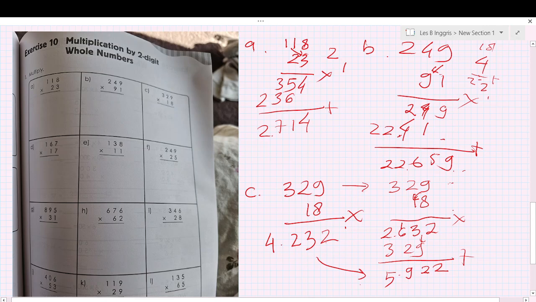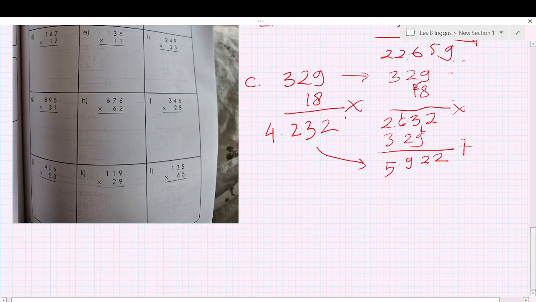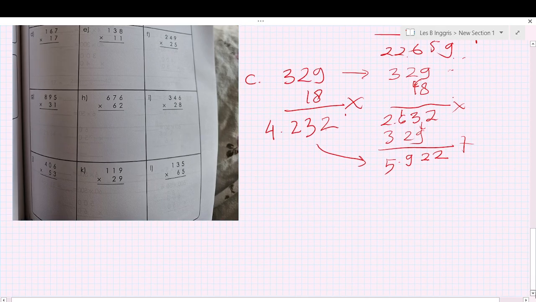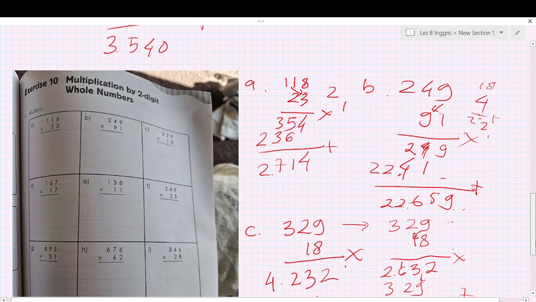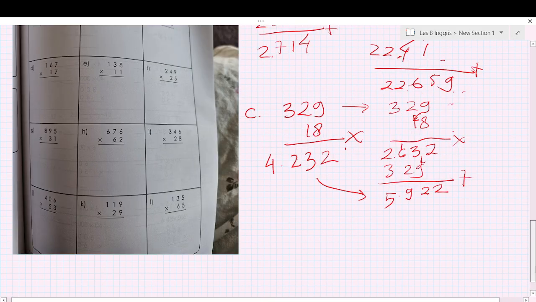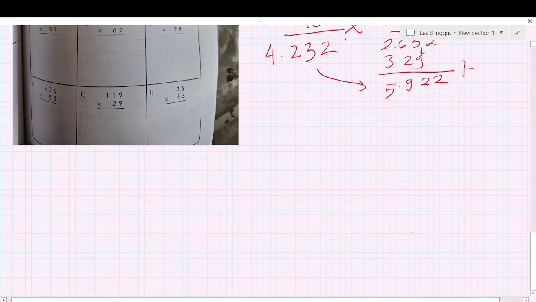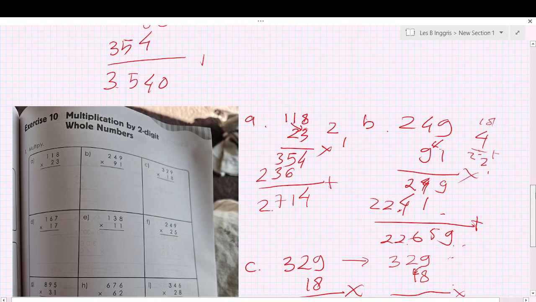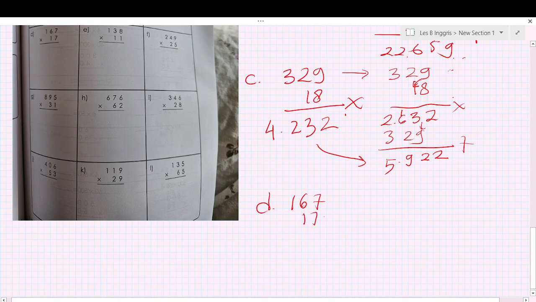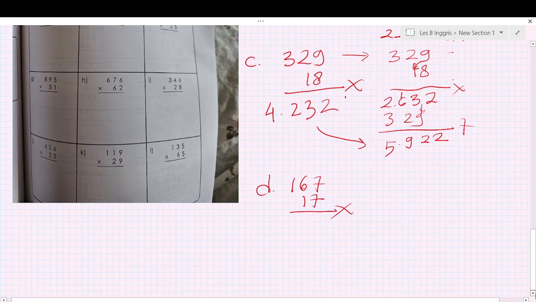Okay, maybe you're a little bit confused with the adding part. Yeah, I get it. It's quite difficult. It's a big number. So then again, take your time. Be careful. And carry on to D. You got 167 times 17. Okay, the time starts now. Tell me when you're ready.